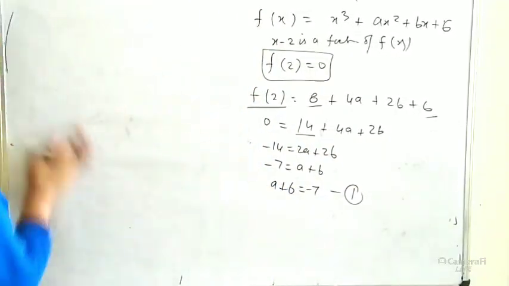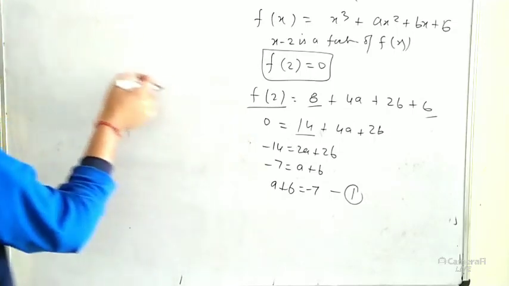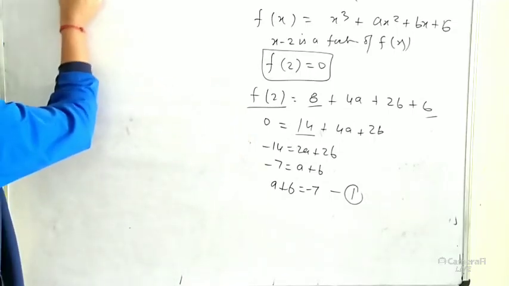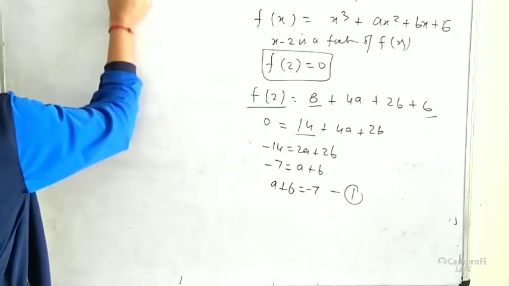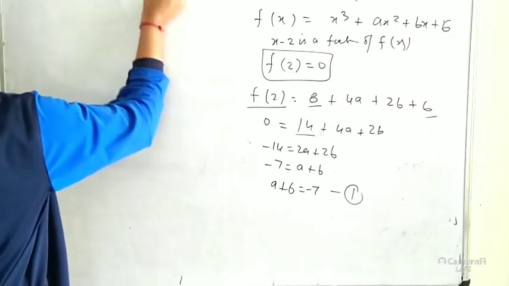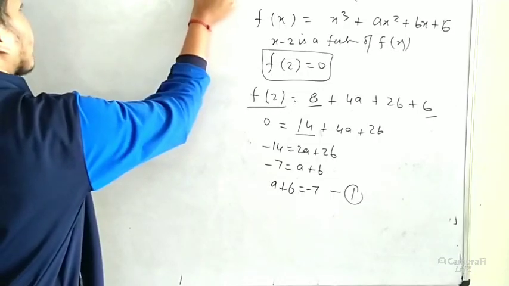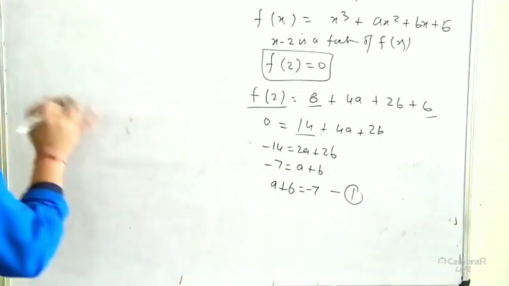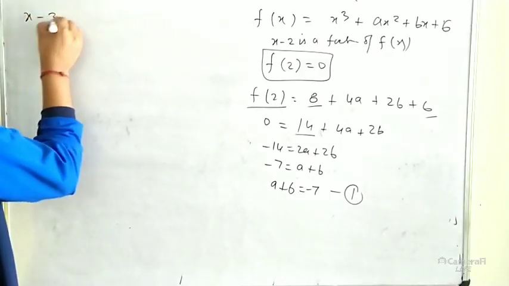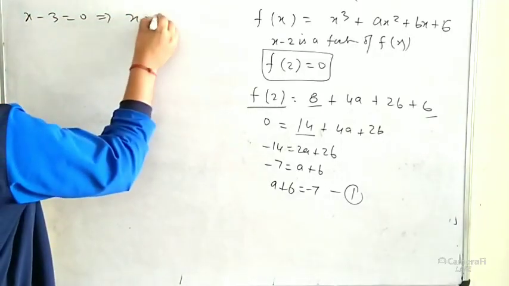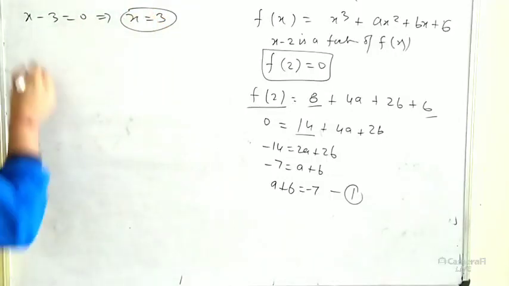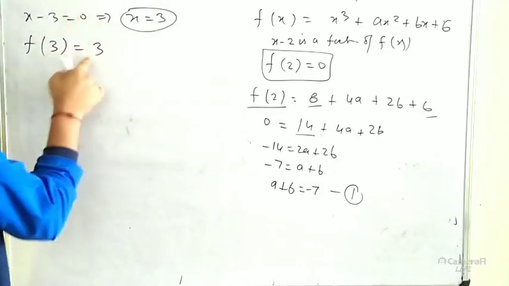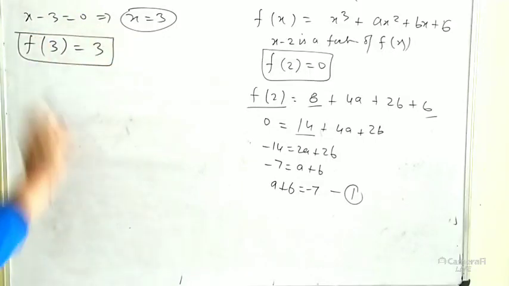Now solving the second part. It is given that when f(x), the given expression, is divided by x minus 3, then the remainder is equal to 3. That time the remainder is equal to 3. It means putting x minus 3 equal to 0, so that x is equal to 3. It means our f(3) is its value, which is represented as the remainder. f(3) is equal to 3.